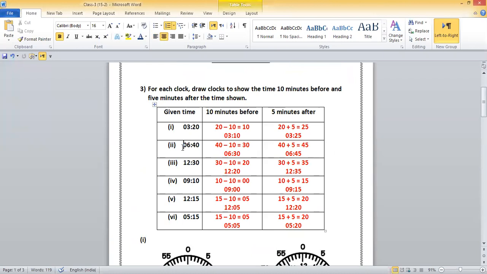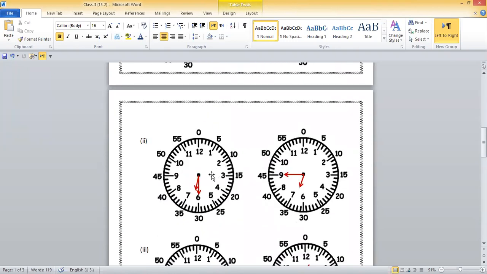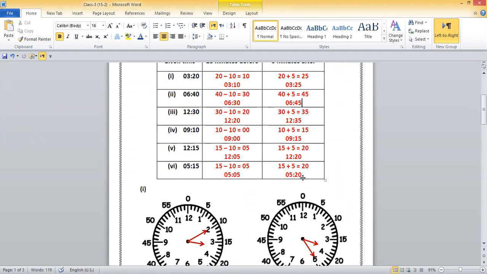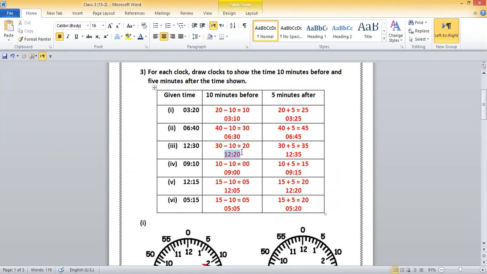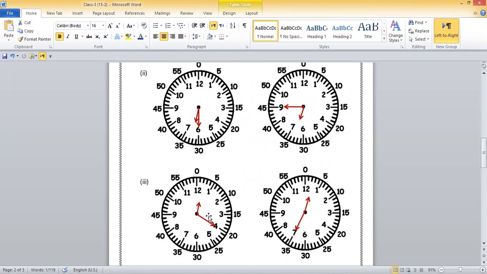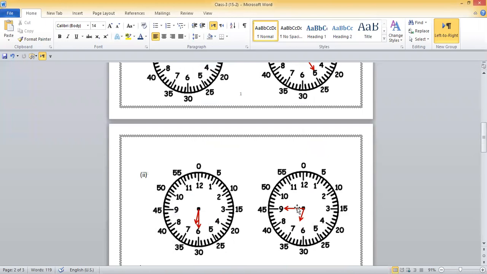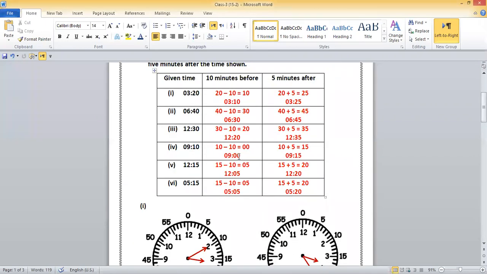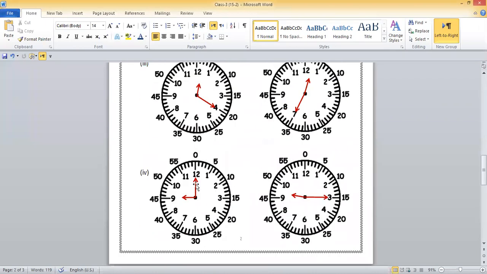Now check the second time. The second time is 6:30 and 6:45, half past 6 and 6:45. Coming to the next, 10 minutes before it is 20 past 12 and it's 25 to 1. This should be a little more towards 1, the short hand. The fourth one is 9 and 9:15. So this is the fourth one, 9 and 9:15.